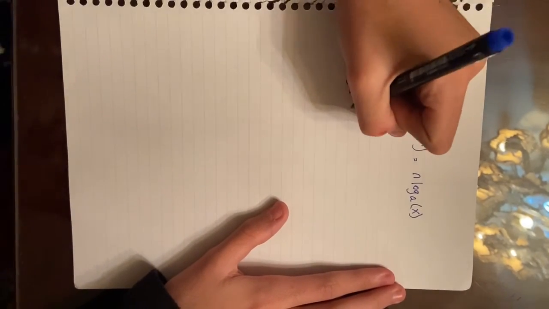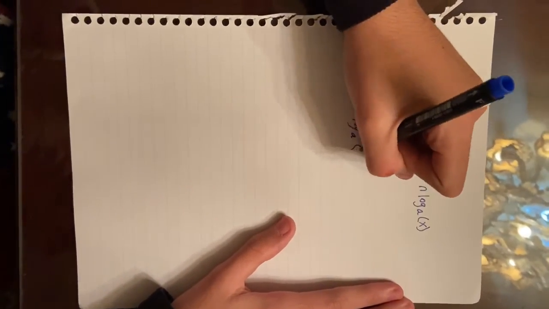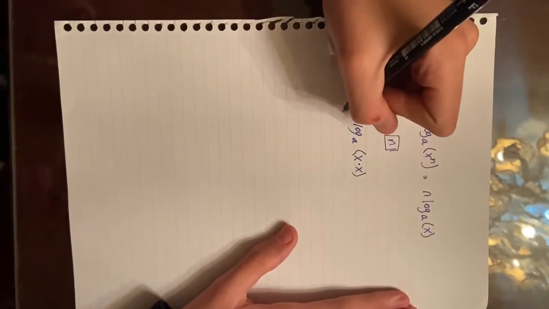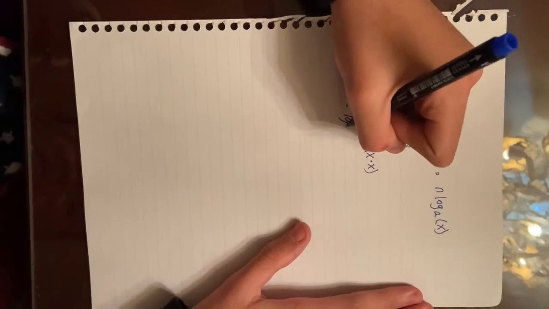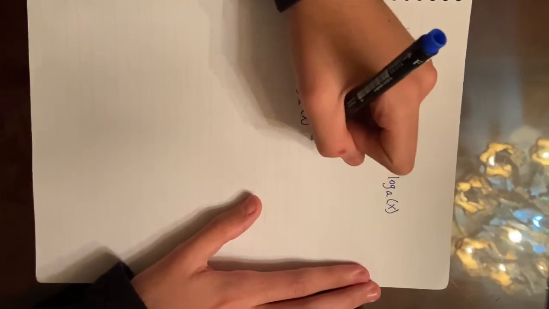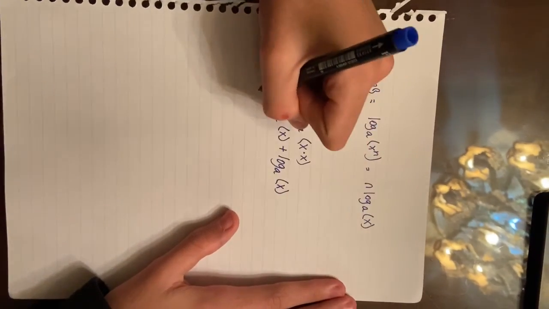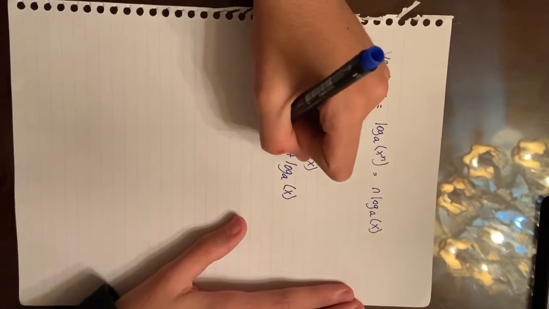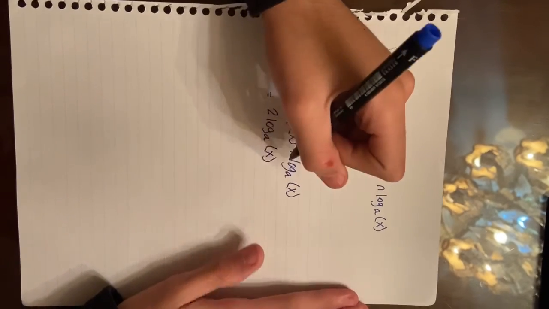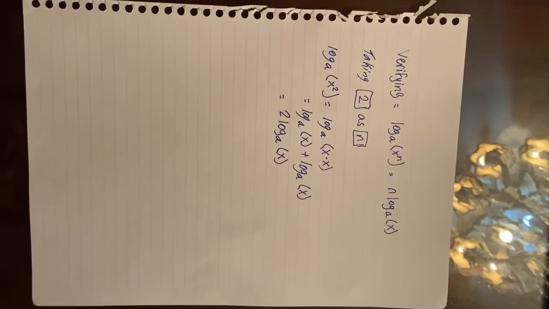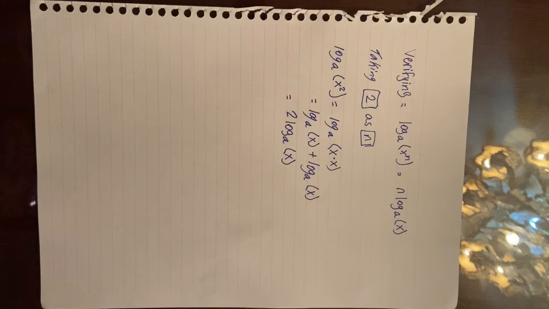And then we say that log base a of x to the power of 2 can be rewritten as log base a of x times x, because remember that we have 2 x's. And now it equals log base a of x plus log base a of x, because we know that according to the laws and properties of logarithms, when you multiply, you have to add. So then that could be rewritten as 2 log base a of x, because we have 2 of the same log. And when you have log a of x plus log a of x, you can simply rewrite it as 2 log base a of x.